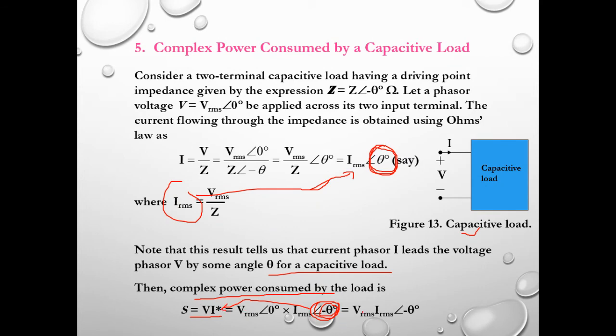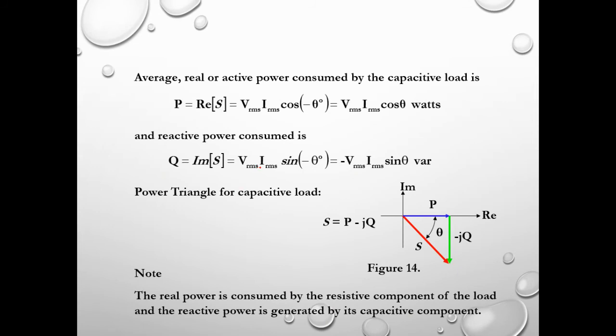Okay, now we have Vrms, Irms minus theta. So again, just follow the previous steps. We have the average real and reactive power consumed by the capacitive load: P is the real part and Q is the imaginary part. So again, P is cos and Q is sine. So now we have Vrms Irms cos theta watts and minus Vrms Irms sine theta.